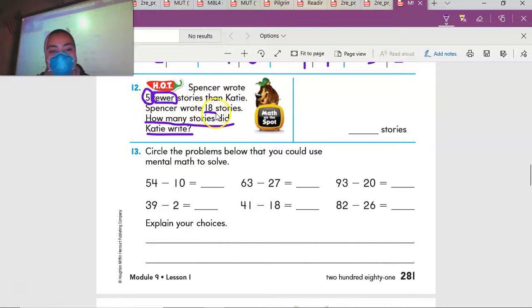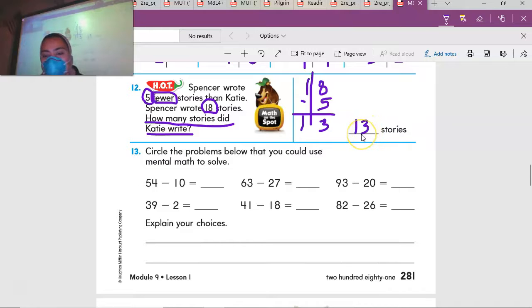Spencer wrote 18 stories. How many stories did Katie write? What do you guys think we're going to do? Subtract 18, take away 5. Miss Yusuf, why 18 first? Because the big number always goes on the top. Remember, when you write 5, make sure the 5 is in the ones place and not in the tens place. 8 take away 5 is 3. And then the 1 take away nothing is 1. So how many stories did Katie write? 13.